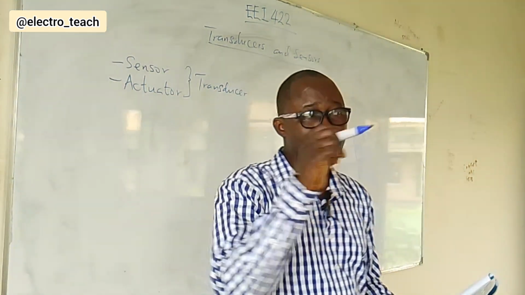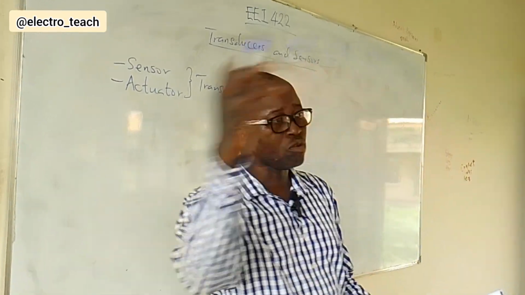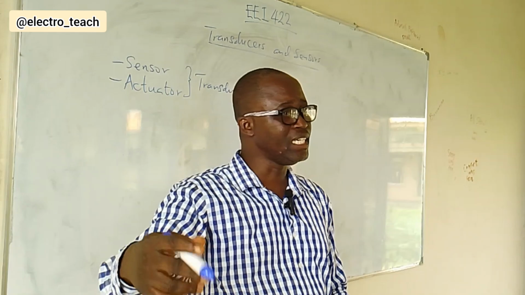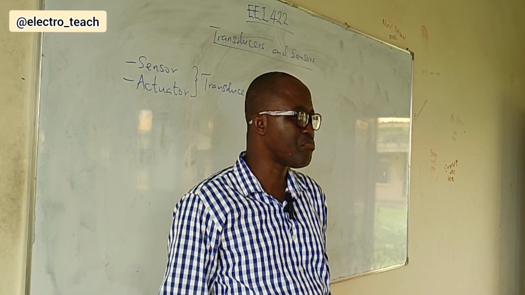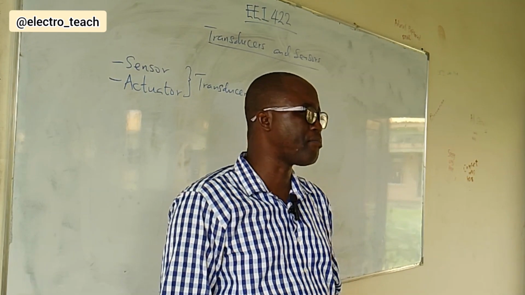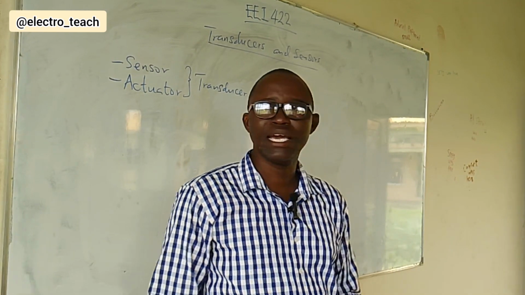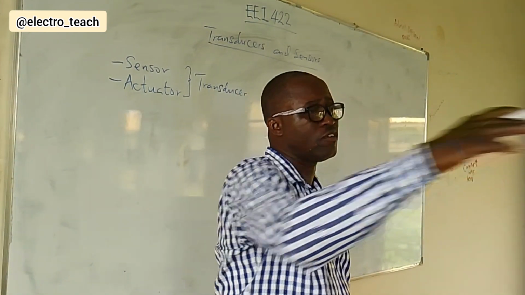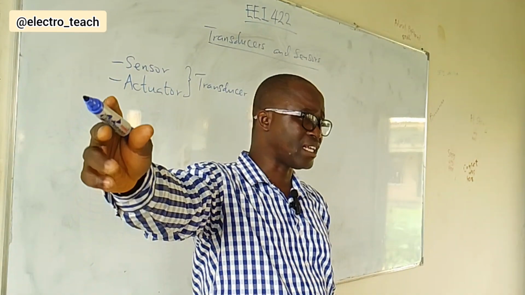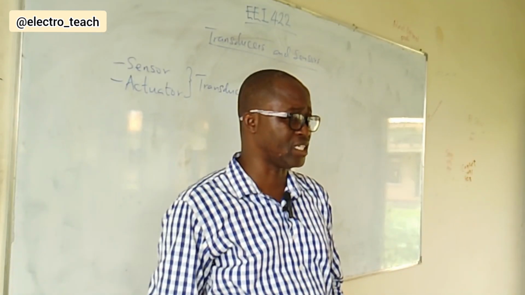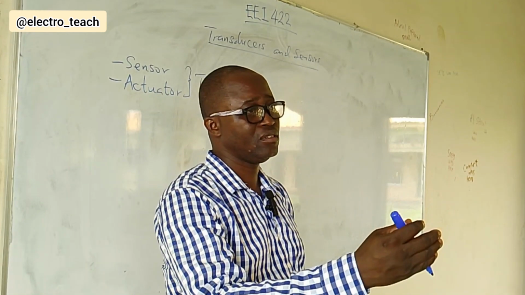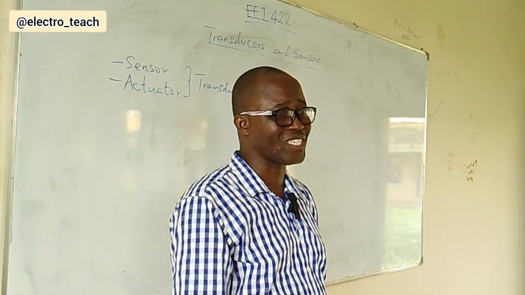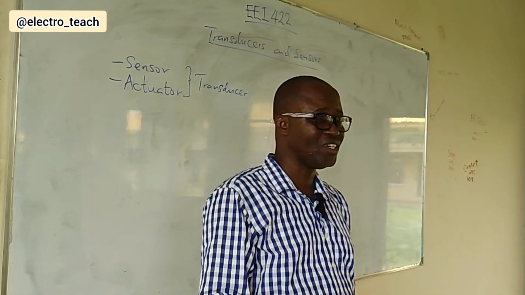Now we talk about primary energy form. In the first definition, a transducer converts energy from a primary form to energy in another form. Is that not so? So we are talking about primary energy form. What do we mean by primary energy form? Energy exists in various forms. The sun that is shining outside is a form of energy, isn't it? As I'm speaking, it's a form of energy that is coming out. Is that not so?